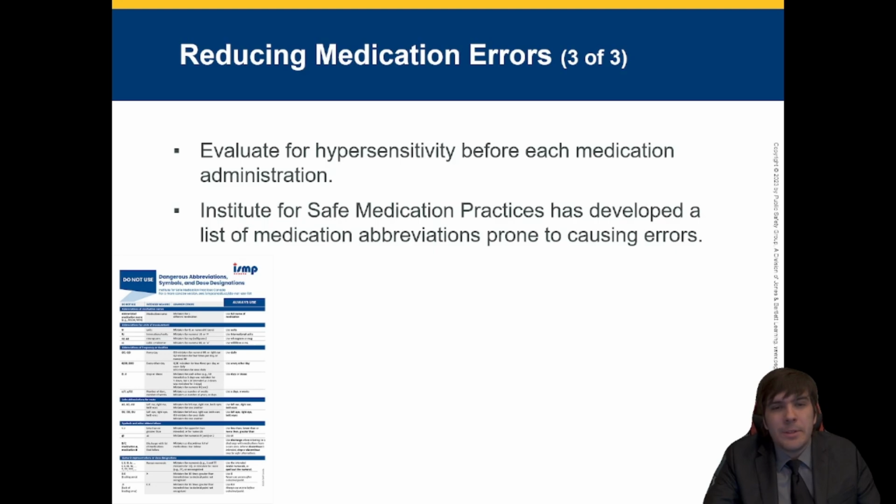The Institute for Safe Medication Practices has developed a list of medication abbreviations prone to causing errors. That's what that giant thing in the corner is for over there. It's basically saying don't use some of the outdated medication symbols, like how micrograms was like the UG. Don't use that. Just say microgram or MCG. It's got a whole bunch of stuff in there. If you want to look it up on your own time, you're more than welcome to.